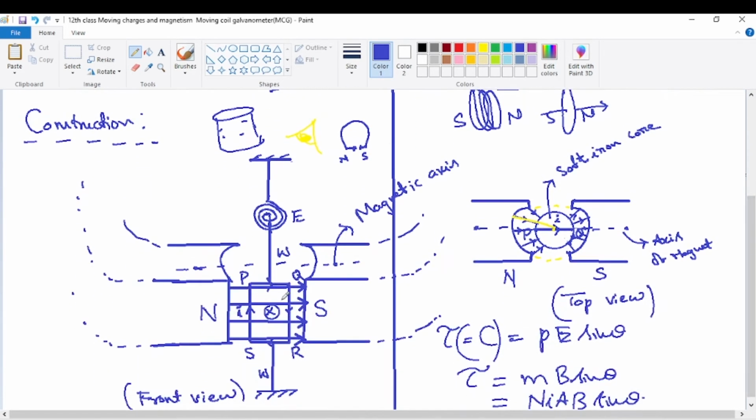So the coil, just see here, initially the axis of the coil is perpendicular to the field. Immediately it will turn. It experiences a torque such that the natural axis of the coil, which is perpendicular to the coil, tends to become parallel to the field. For that reason, it will turn.